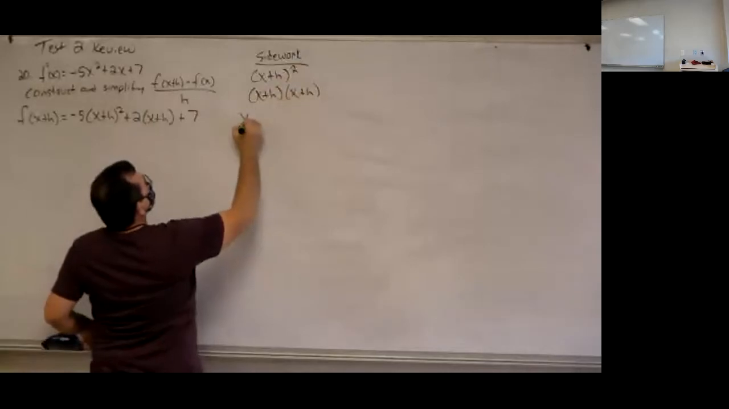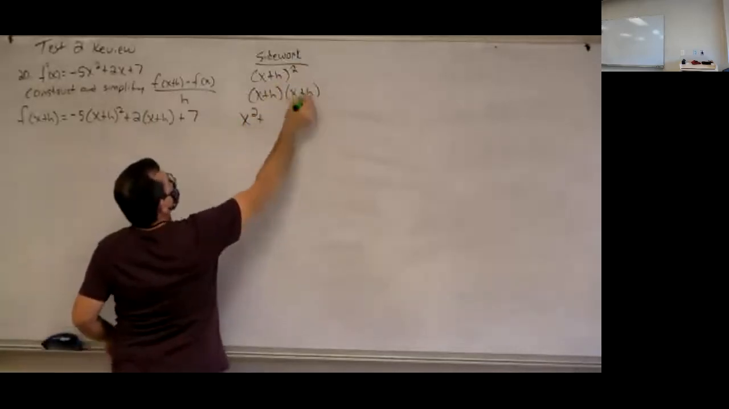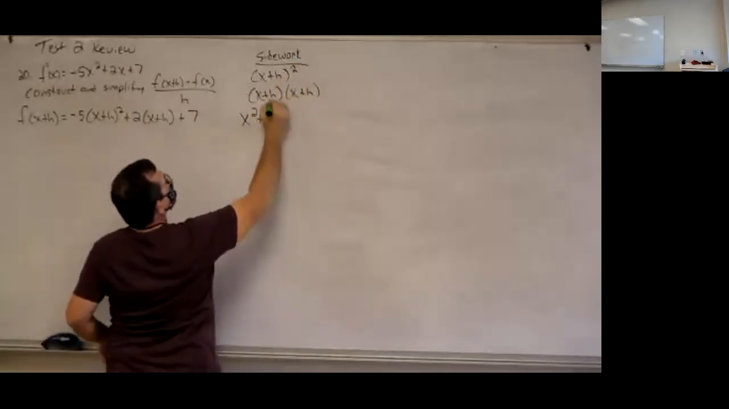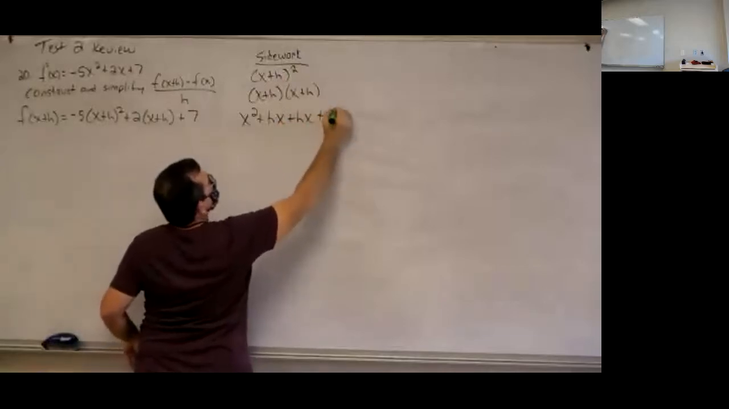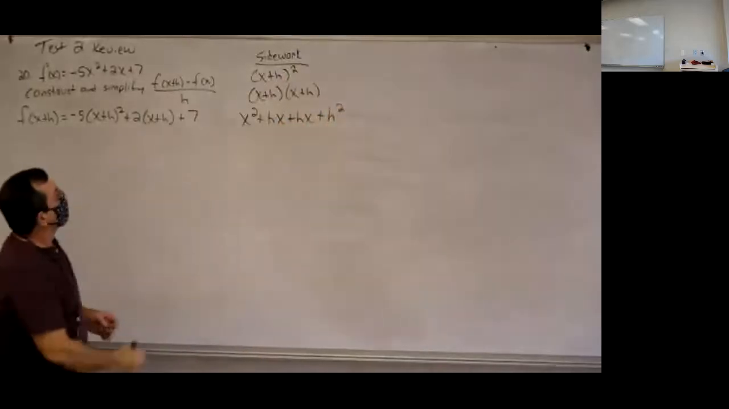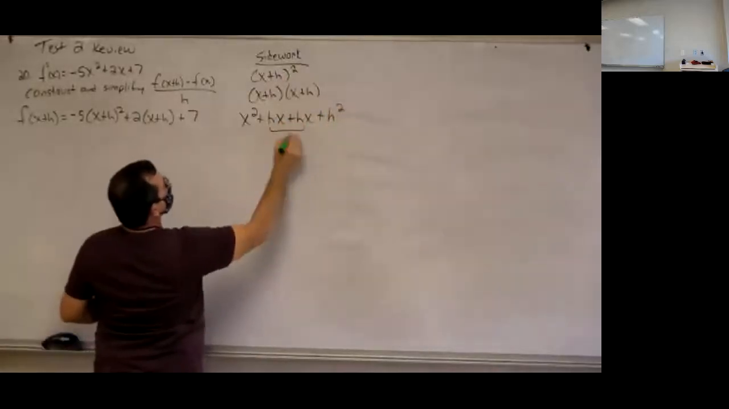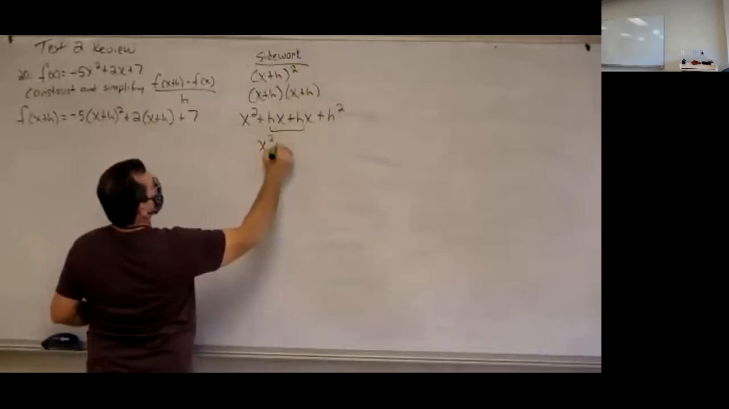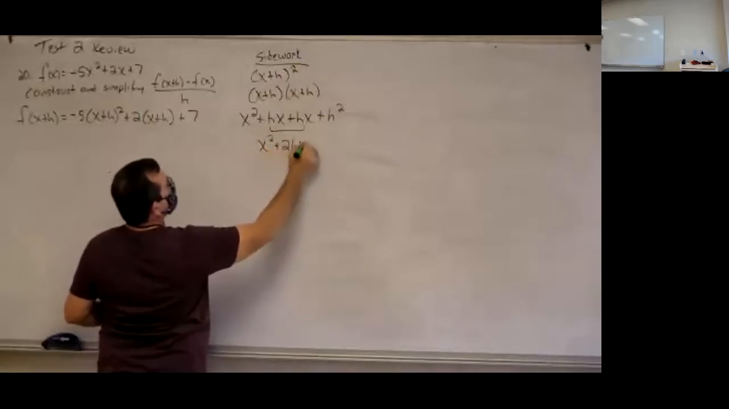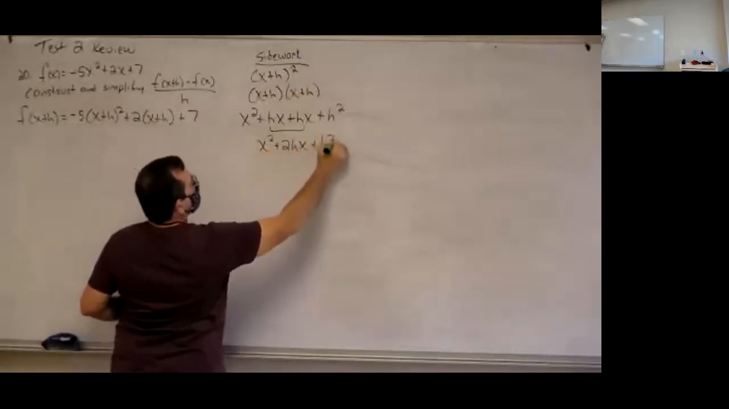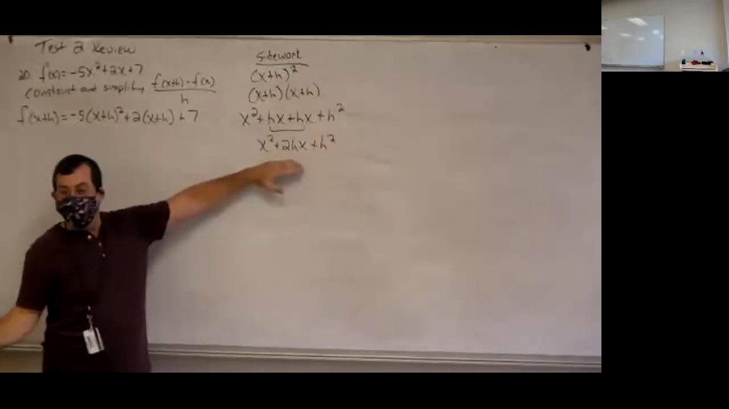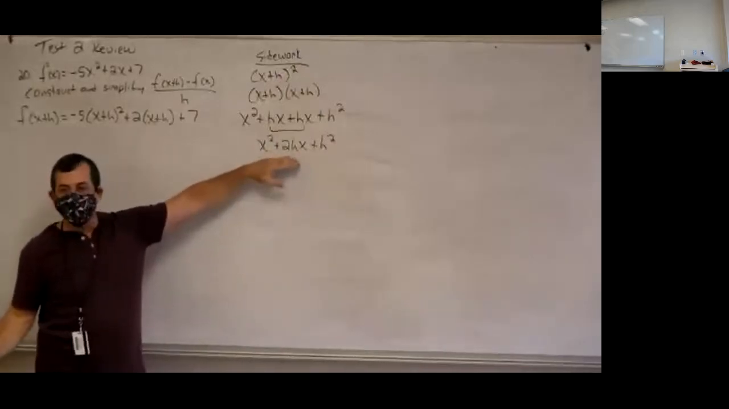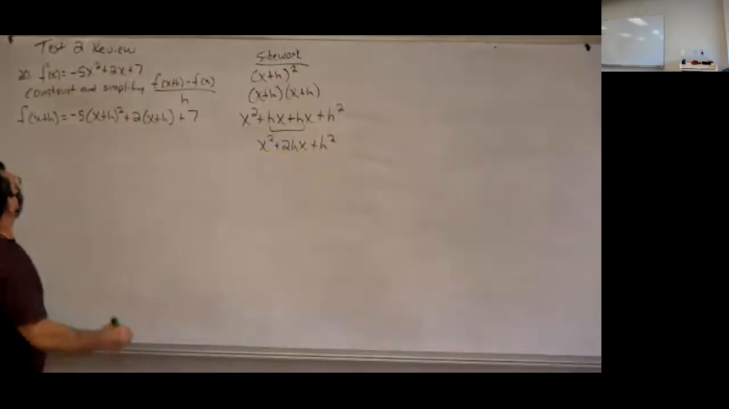So you get an x squared plus an xh, which I'll call an hx, plus an hx, and then h times h is h squared. So all I'm going to do then is add these two in the middle. So you get an x squared plus 2hx plus h squared. When y'all pull this on your test, it's going to be the same. X plus h squared will always equal that, okay?